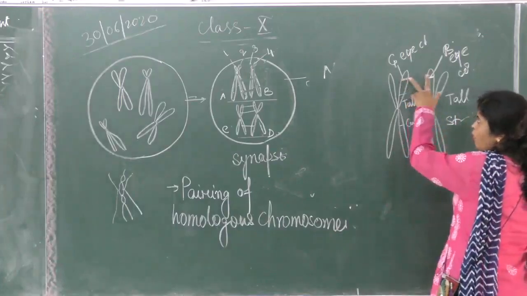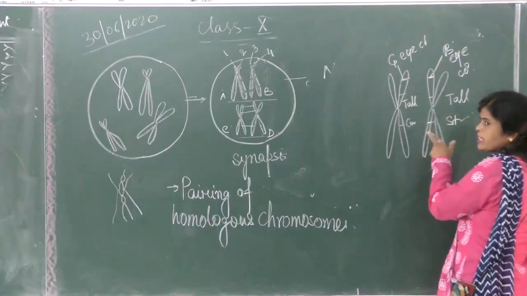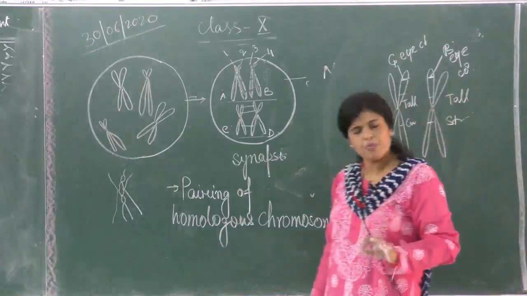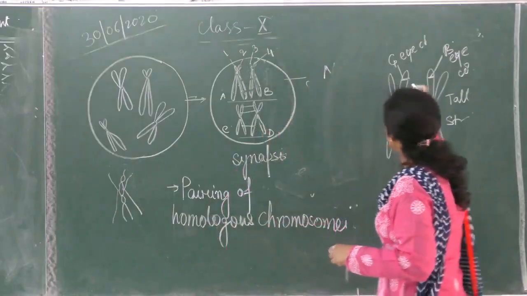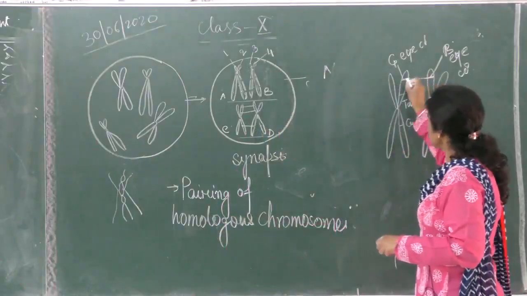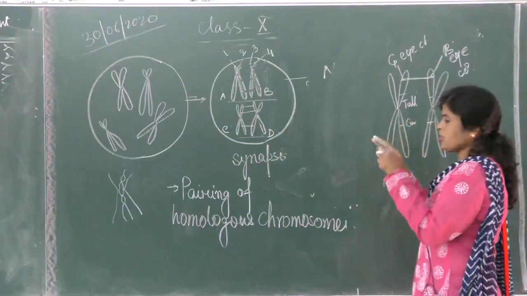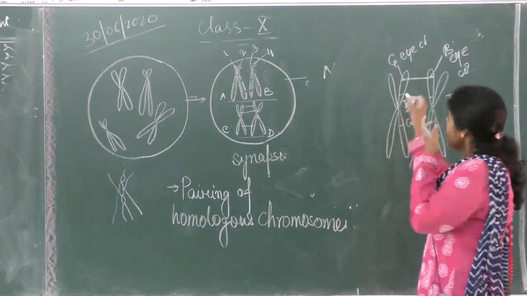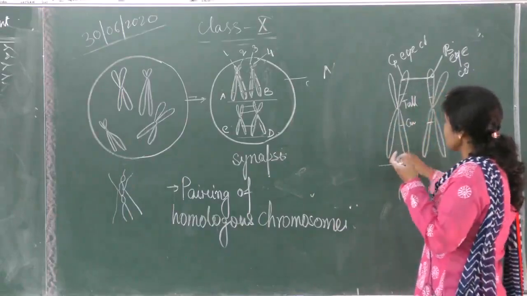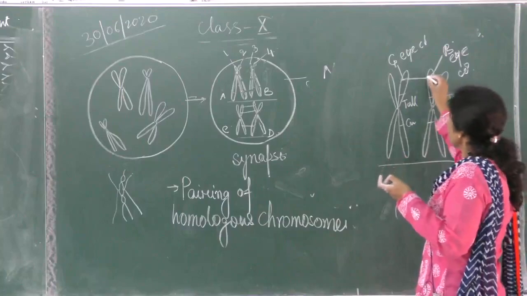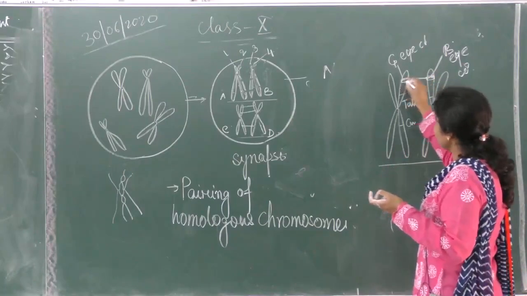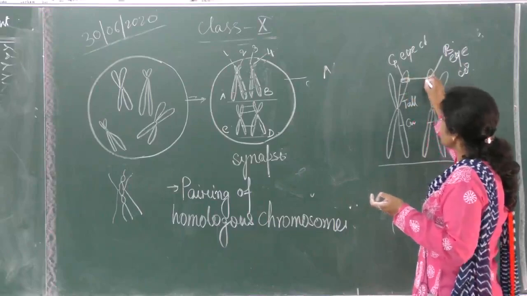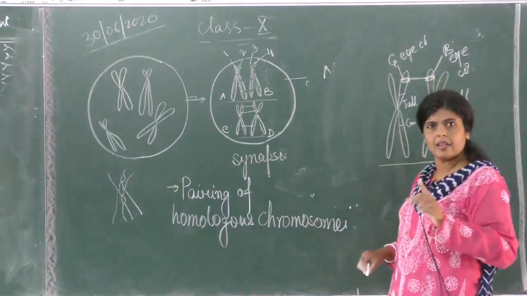Not necessarily all the genes come in contact with each other. Some genes come in contact, most of the genes do not. Let me say that these two genes have come in physical contact with each other. These are non-sister chromatids and this is a homologous pair of chromosomes. Is it all right? So what characteristic is this gene controlling? Eye color.